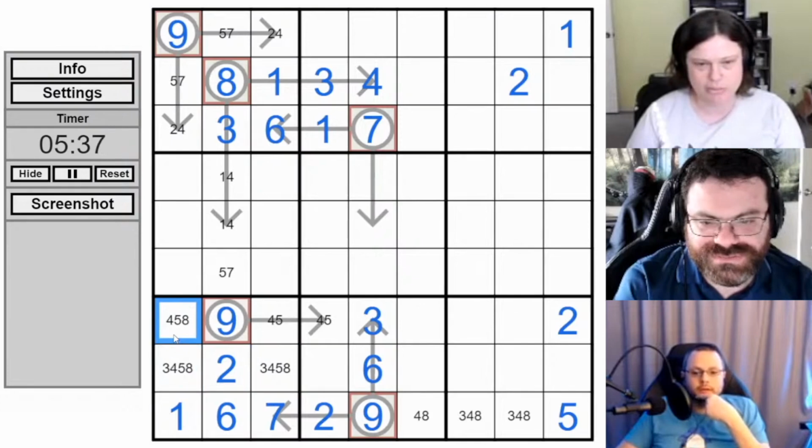That's not a 3. Yeah, it can't be 3, 4, or 5, just from the row. Oh, and the 4, 5 pair. Yeah, that gives that 8, which is interesting.